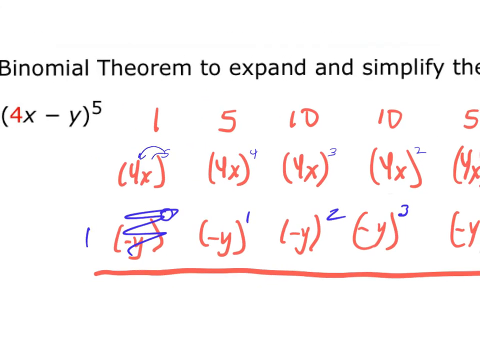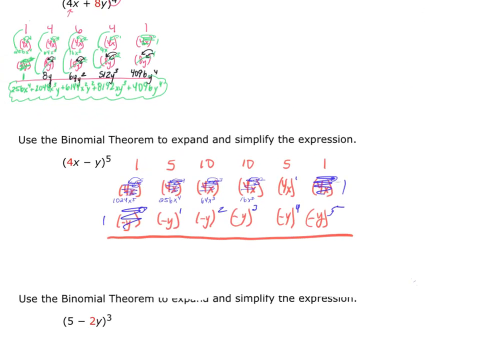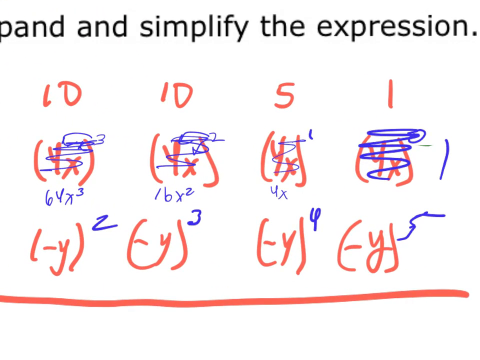So 5 goes to both of these. So it's 4 to the 5th power, which is 1024. And then I have x to the 5th power, so that's gone. 4 goes to both. So 4 to the 4th power is 256, 256, x to the 4th. This goes to both, so it's 64x cubed. This goes to both, so it's 16x squared. And this goes to both. So it's 4x. And then I have 1.